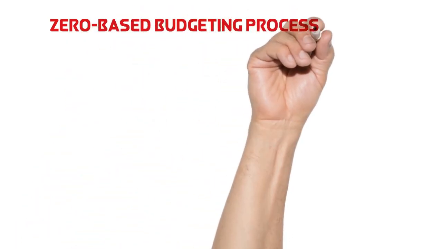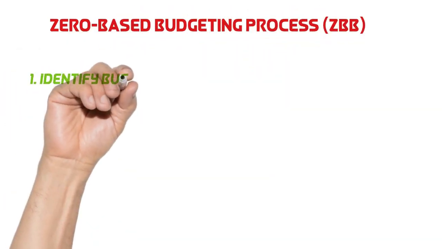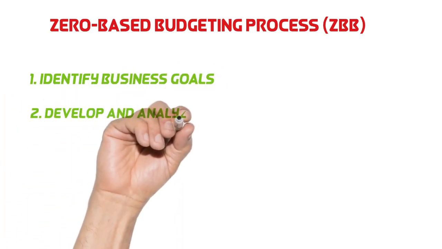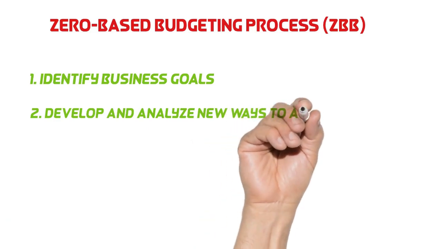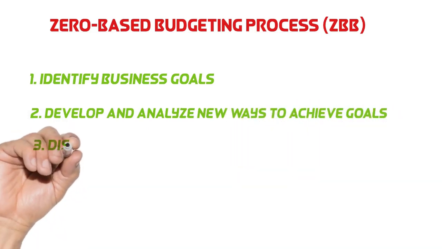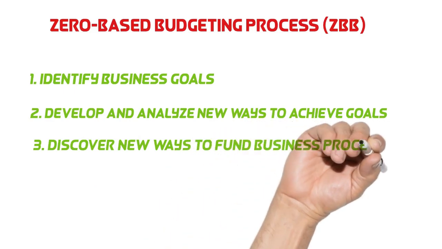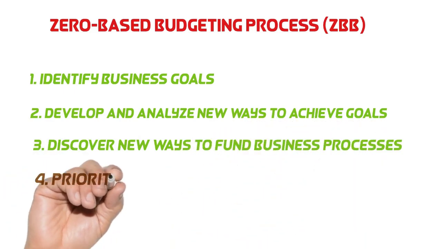There are a few different steps in zero-based budgeting to keep in mind. The process of zero-based budgeting follows the same basic steps. 1. Identify business goals. 2. Develop and analyze new ways to achieve goals. 3. Discover new ways to fund business processes. 4. Prioritize funds.